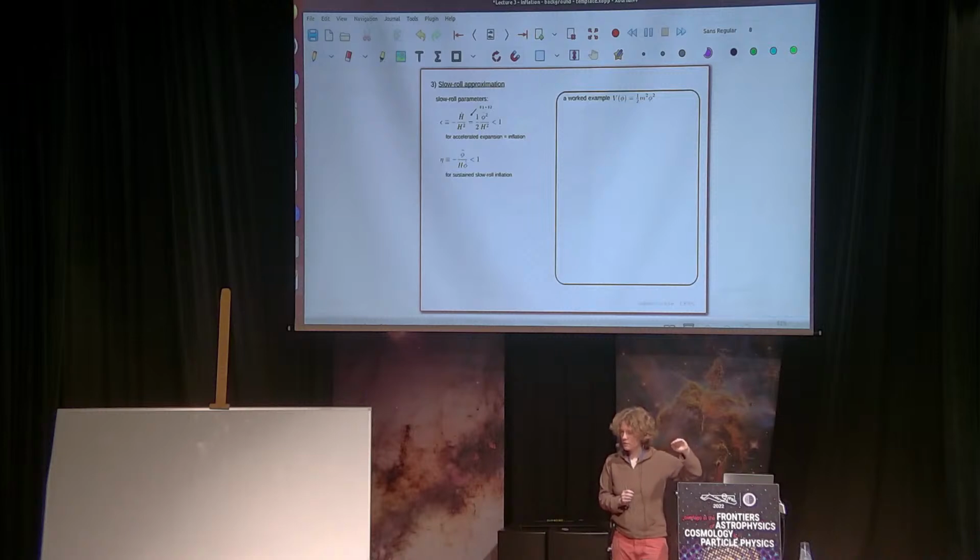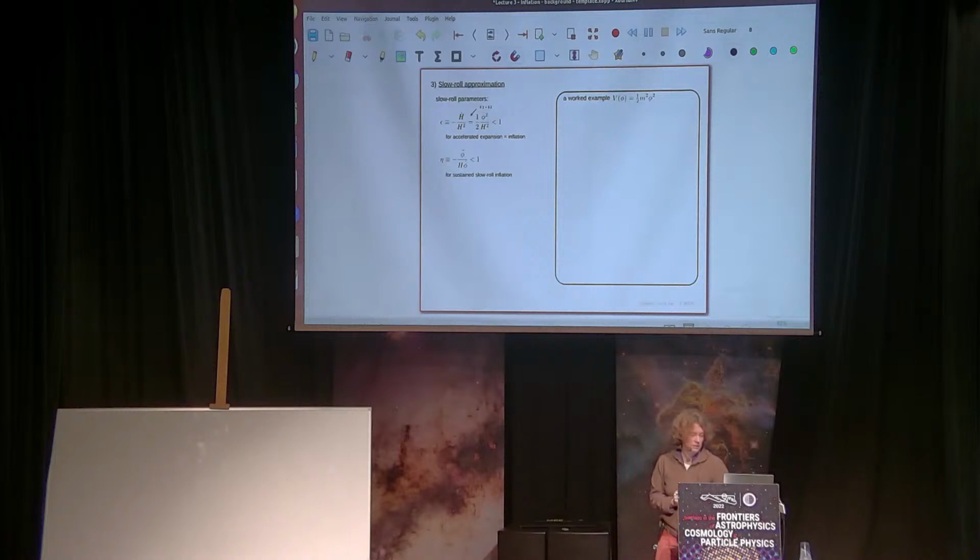If that were the end of the game, inflation would never end. We would always be stuck in this vacuum-dominated phase. So we do need some sort of evolution. We do need some kinetic energy. It just cannot be too big, otherwise we don't have inflation anymore. So to parameterize that, we introduce these small parameters.